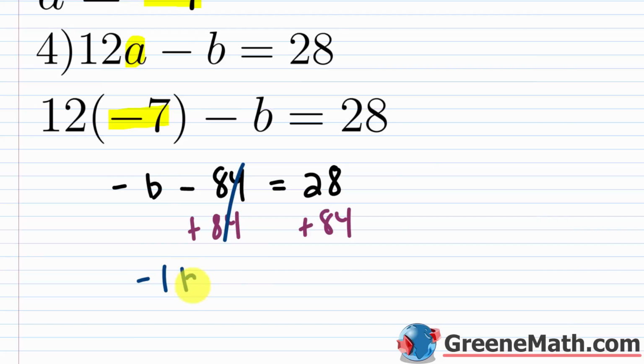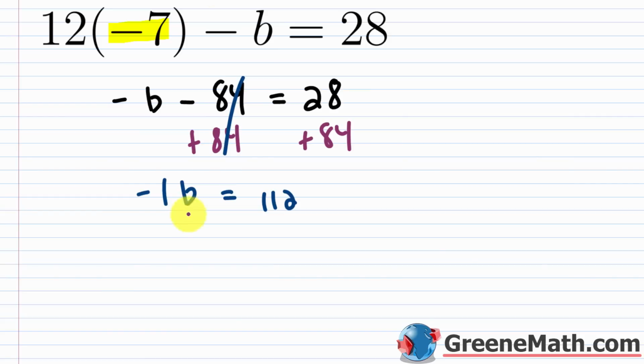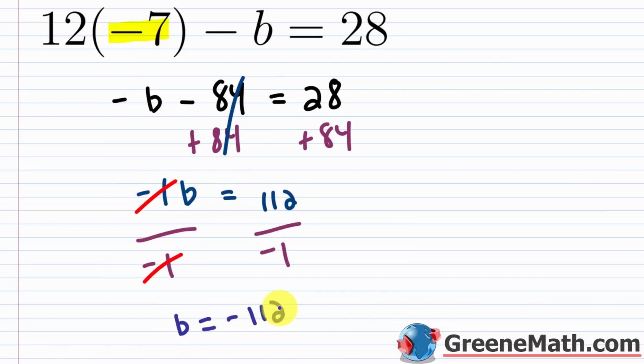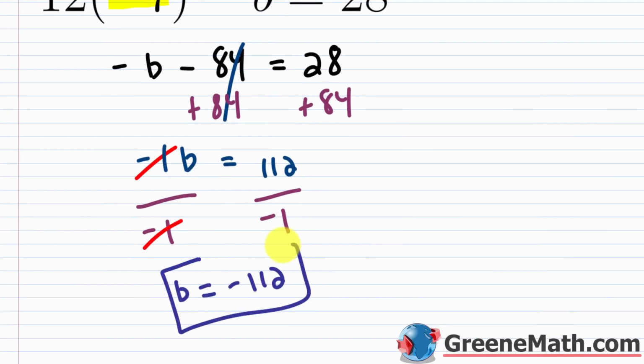Let me again write negative 1b is equal to 28 plus 84, that's 112. And to finish things up, let's divide both sides of the equation by negative 1. So this cancels, and we end up with b is equal to 112 divided by negative 1, which is negative 112. So this right here is our b value. And again, we already know that a is negative 7.